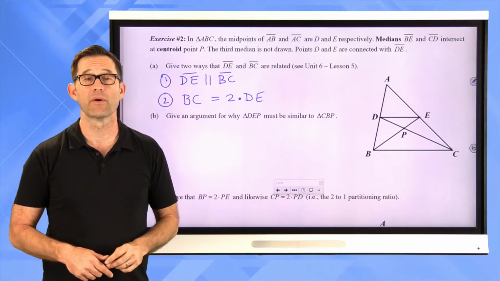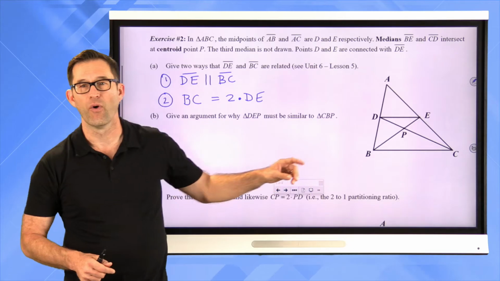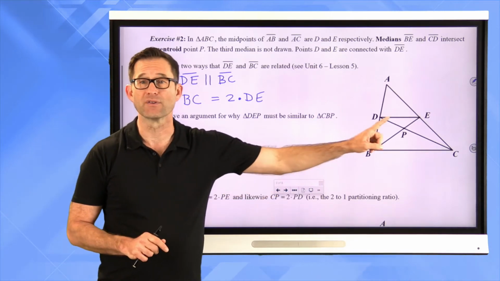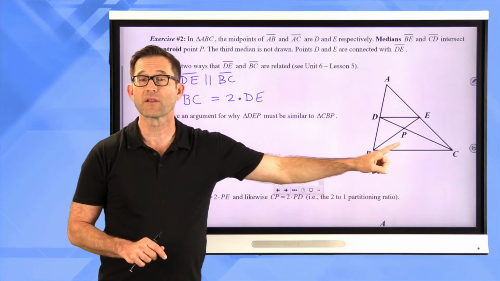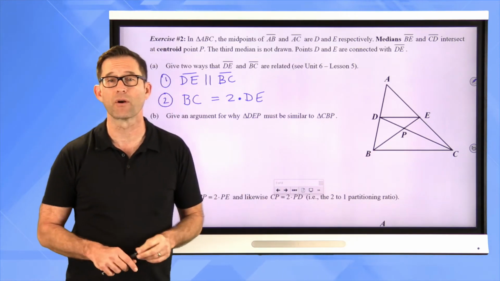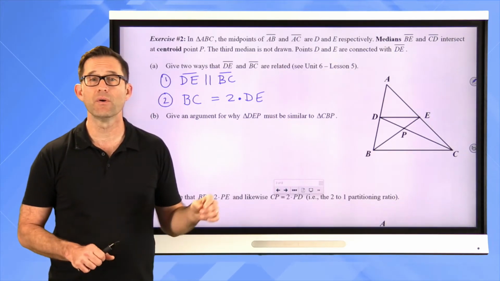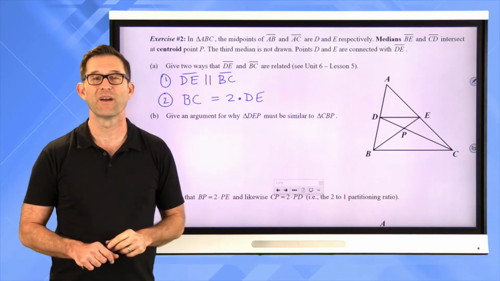Now let's get some similarity involved. Letter B. Give an argument for why triangle DEP must be similar to triangle CBP. Wow, that's a mouthful. But let's make sure we know the two triangles, right? This particular triangle, DEP, and this particular triangle, CBP, I claim must be similar. Think about why that's true, and you may want to just go to this. All right, pause the video now.